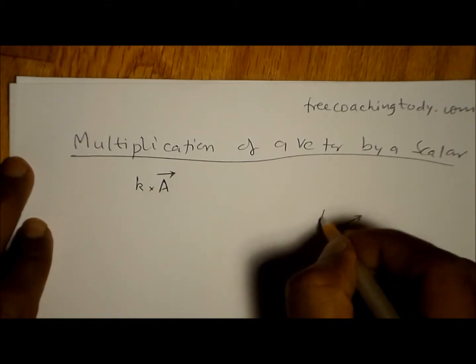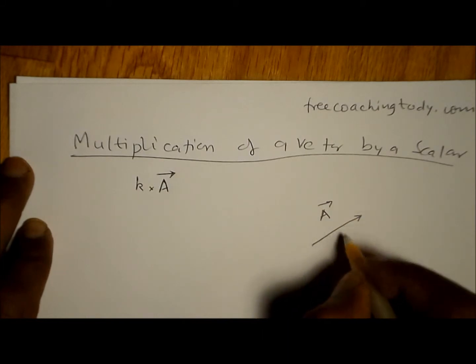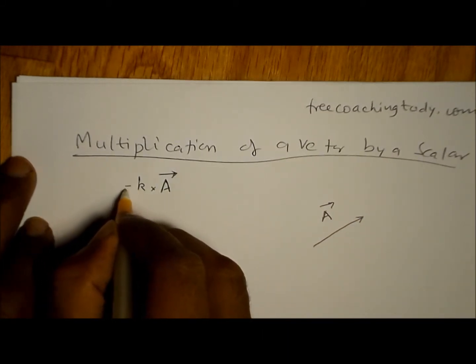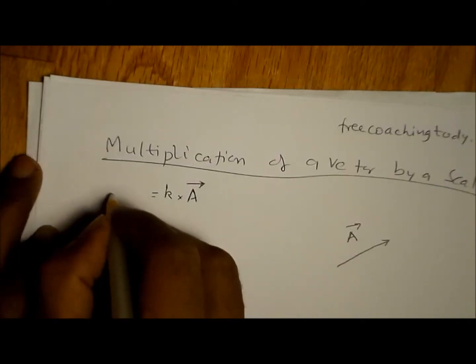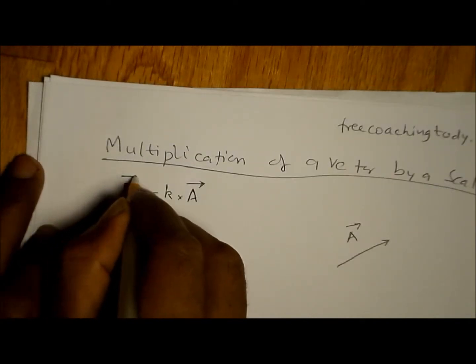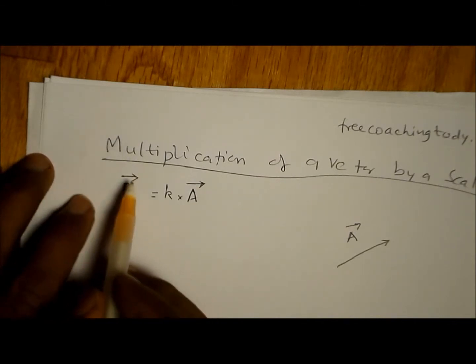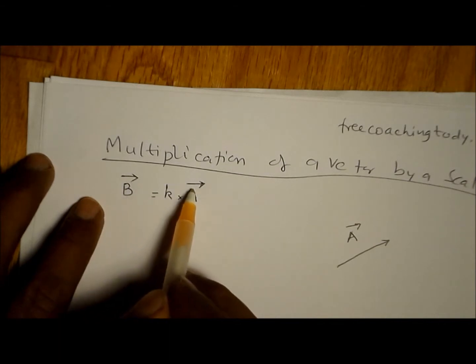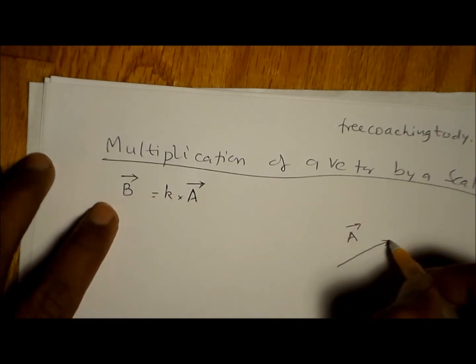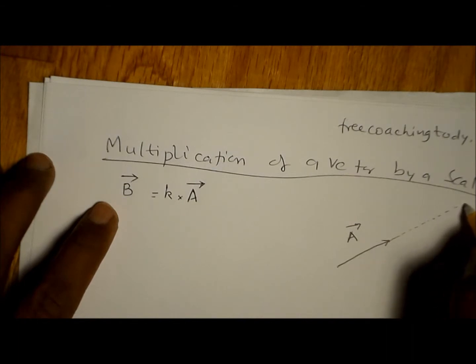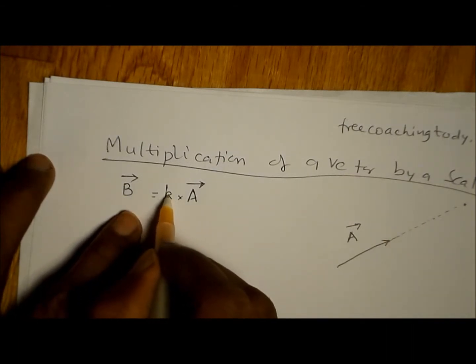Let's say this is vector A, and we are multiplying it by a constant k, which may be like 2 or 3. What does it result in? The result is another vector. And when this is a vector, we have to define two things: its direction and its magnitude. The direction of vector B is the same as vector A, so vector B will also be pointing in the same direction. And what is its magnitude? The magnitude will be k times A.